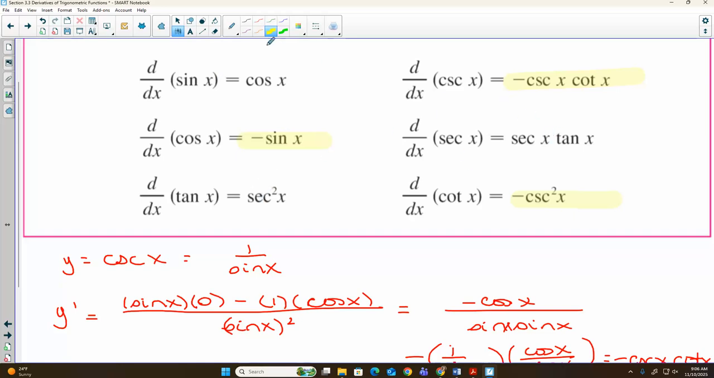They're also kind of similar, like tangent and cotangent both turn into something squared. Cosecant and secant both have those two functions multiplied together. So there are some patterns there. You really need to know these. At the very least, you have to know the first two. The other four you could get by doing quotient rule at any point. You just don't want to have to do that on every single problem. So best to know them all, but at the very least, know sine and cosine. You can get all the others from that. So let's practice using these.